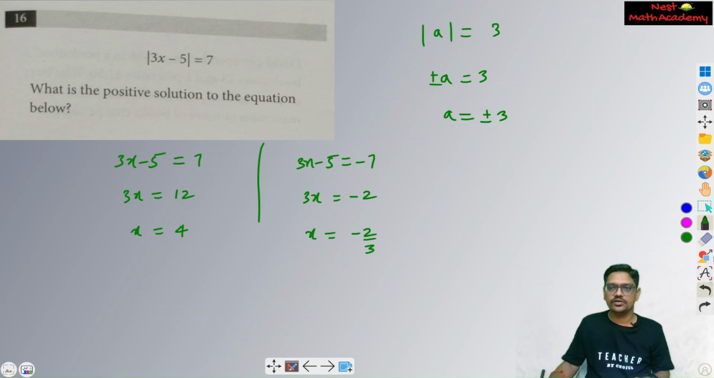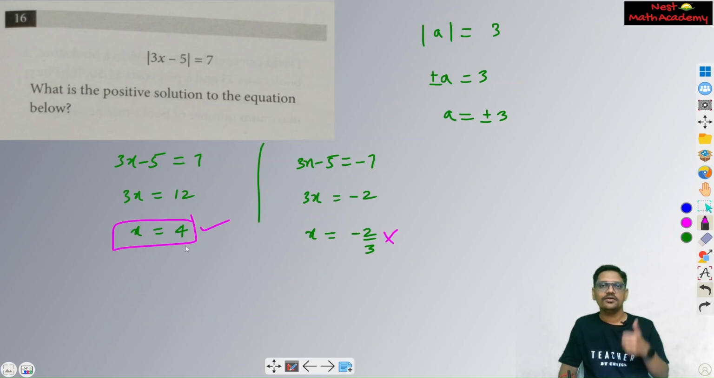Yeah, we got one negative, one positive. They only want positive, so discard this. We have only one solution, x is equal to 4.